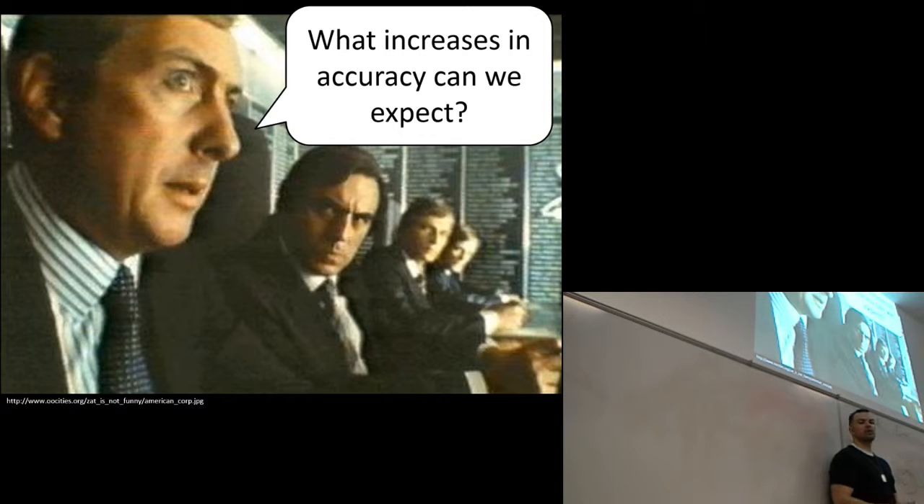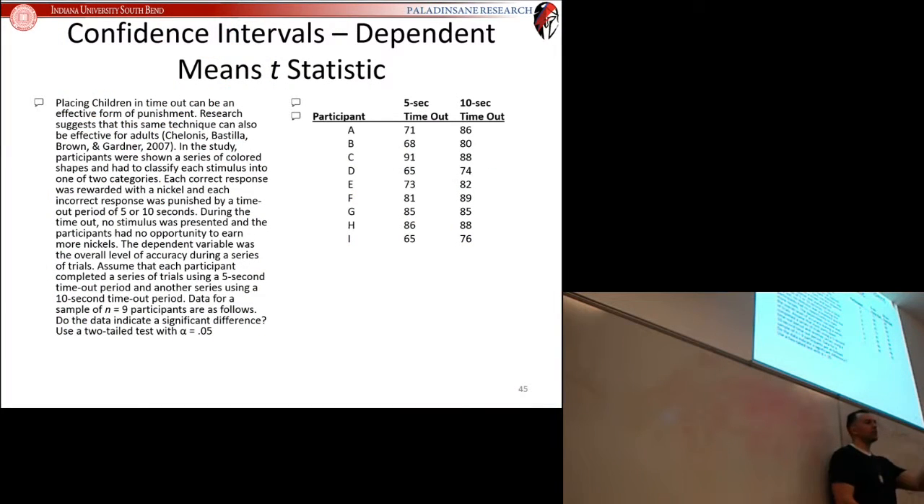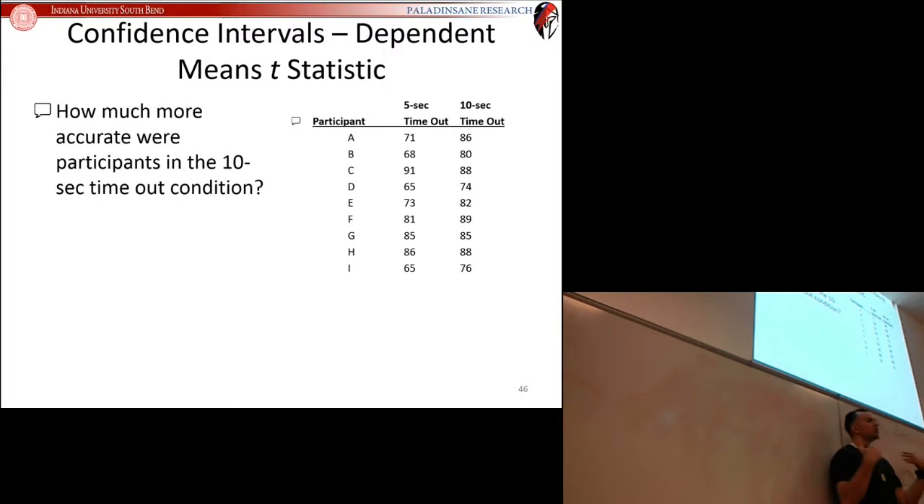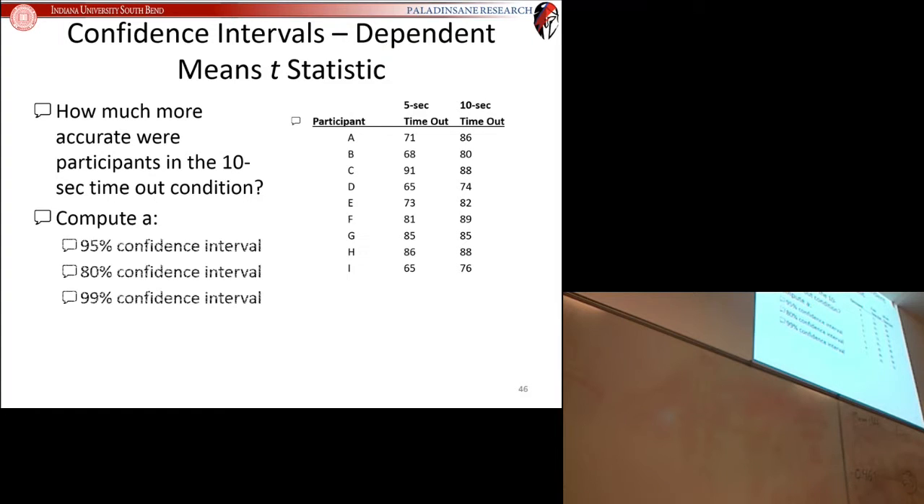So for this, we're going to go back to our data and we're going to compute confidence intervals. So we're going to compute for how much more accurate were participants in the 10-second timeout condition. We're going to compute a 95%, 80%, and 99% confidence interval. So once again, importantly, notice, they are not asking how accurate are they in the 10-second timeout condition. They're asking how much more. So they're not asking for an amount, they're asking for a difference.